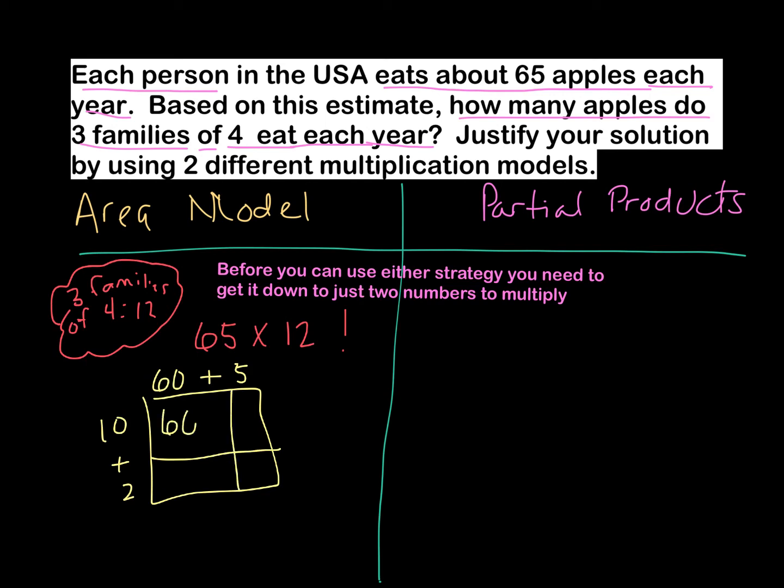And 10 times 60 is 600. 10 times 5 is 50. 2 times 60 is 120. And 2 times 5 is 10. Okay, let's continue. 600 plus 50 equals 650. 120 plus 10 is 130, for a total of 780.